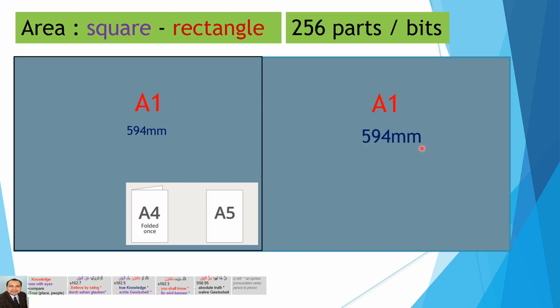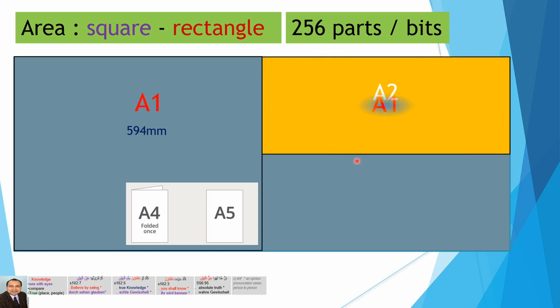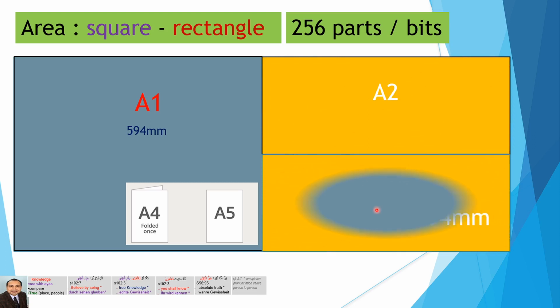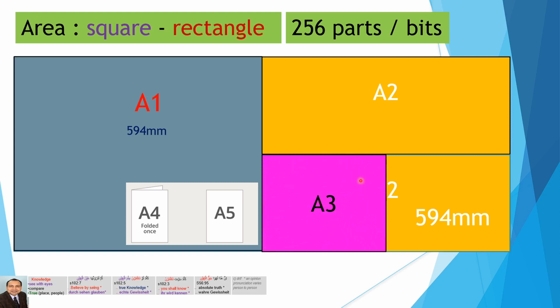This is length here. Now divide the longest part into two parts. This is A2. This is also A2. So now you have 2 and 2, 4 parts. Now fold from here, and then you will get 2 A3. Now fold here, you will get A4 and A4.